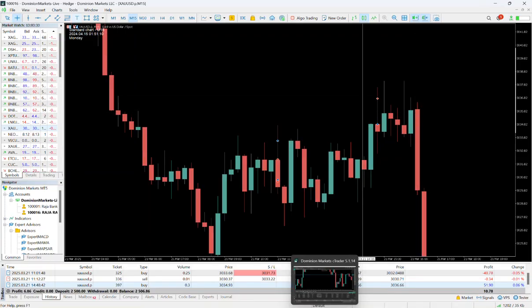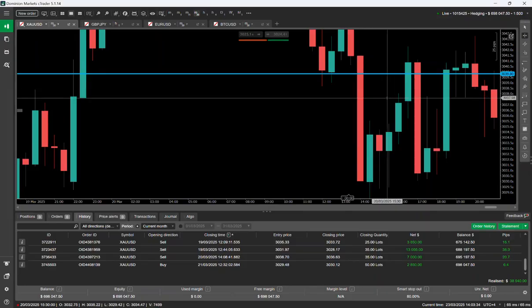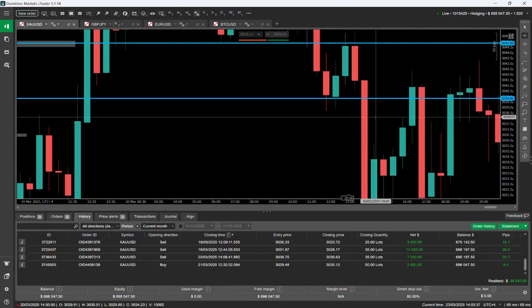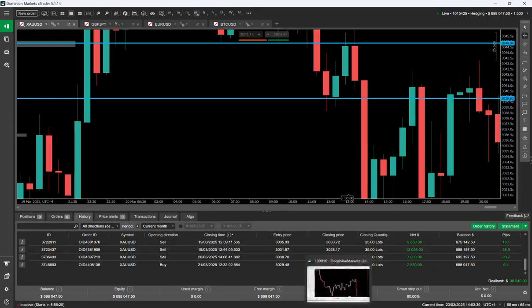But the best learning was from this trade right over here. So we're going to ignore that. We're just going to focus on this one. This was a very, very good learning trade. Very good. I was very pleased with that.